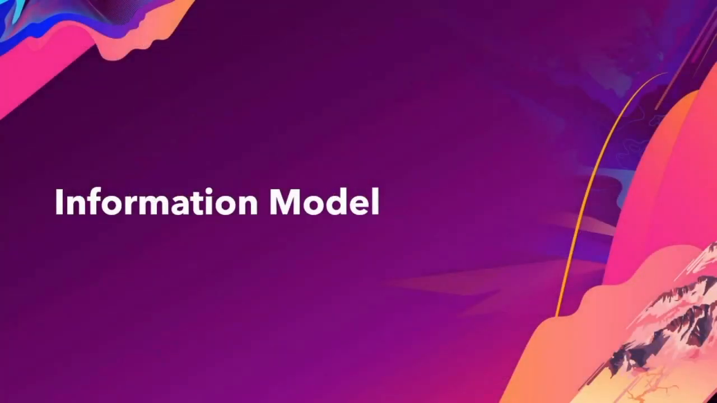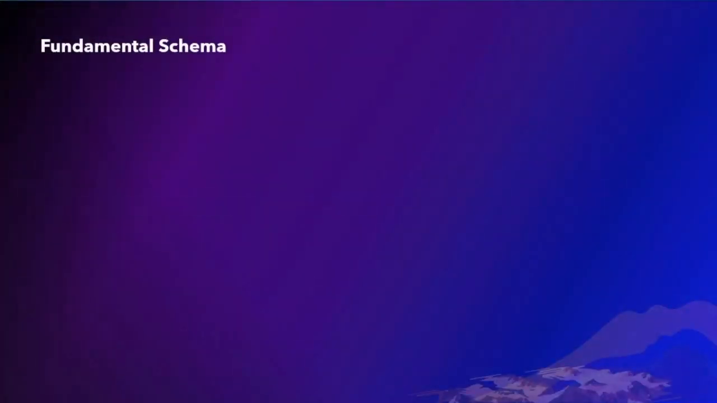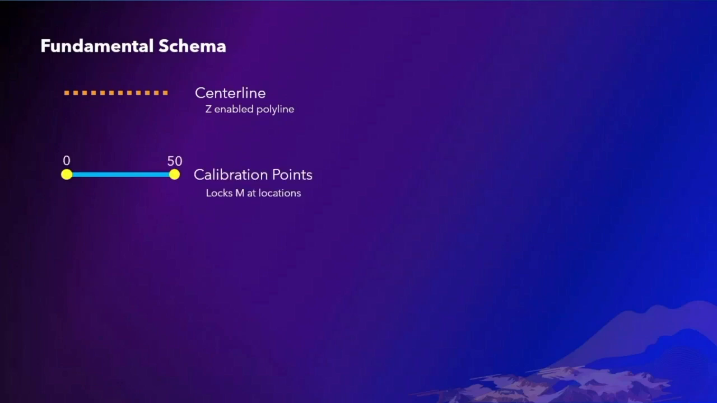So let's discuss the information model for pipeline referencing. There are a few feature classes and tables that make up the minimum schema required by pipeline referencing. That includes the centerline feature class, which is just a Z-enabled polyline that provides the geometry for linear referenced features. Calibration points are a point feature class with specific measure values at the location of each point. Those measures are used to support the interpolation of measures along all linear referenced routes.